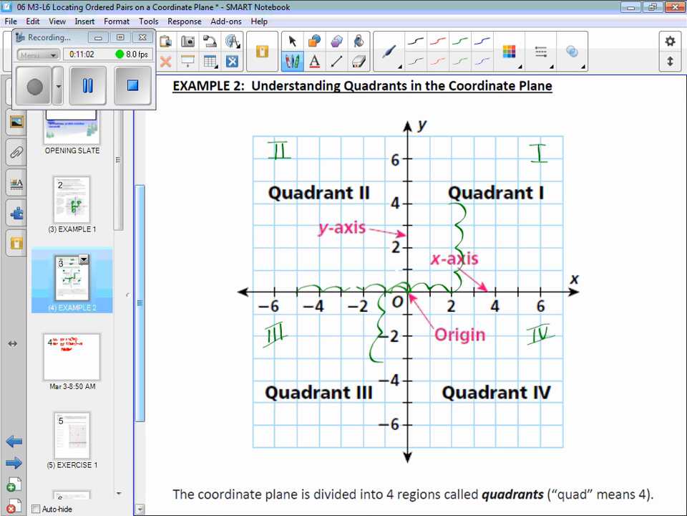Negative 6, 5. Okay, always x first, left or right, then up or down. Next, 5 and negative 1. Nick, come up and get a ticket.